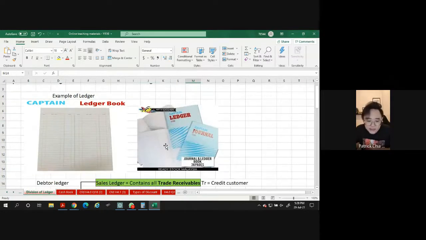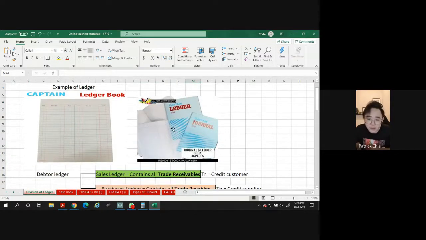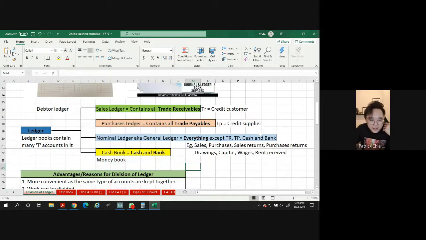So ledger, you can see. I Googled this thing from Shopee and all. Technically, there's really a book called Ledger. I'm serious. It's all the key accounts and all. We have four different ledgers, and they all have a different purpose: sales ledger, purchase ledger, nominal ledger, and cash book. They each have their individual purpose. What do they record? What do they put inside the book?